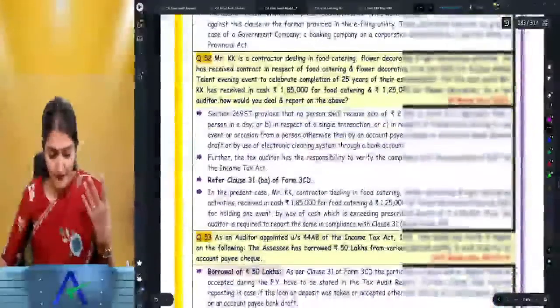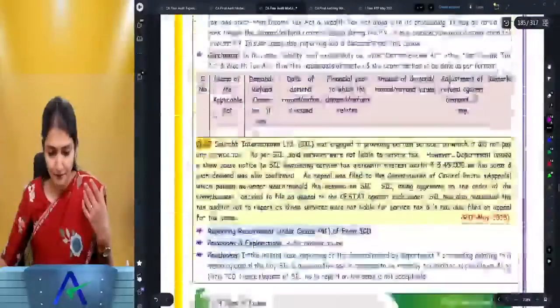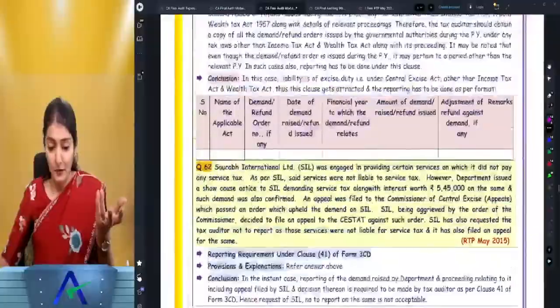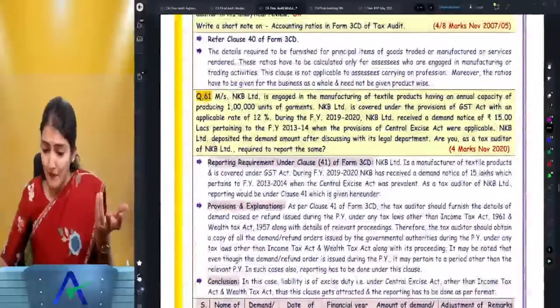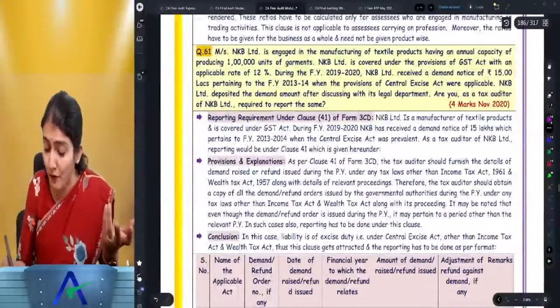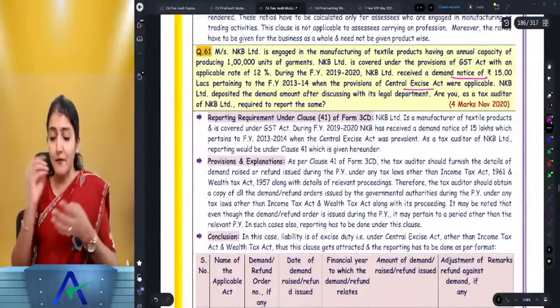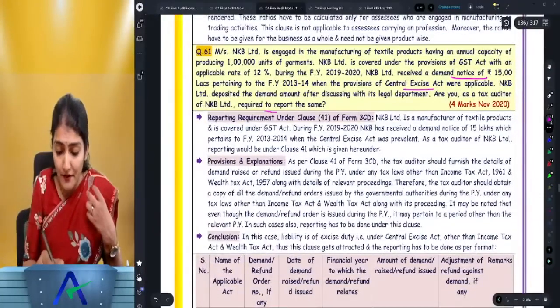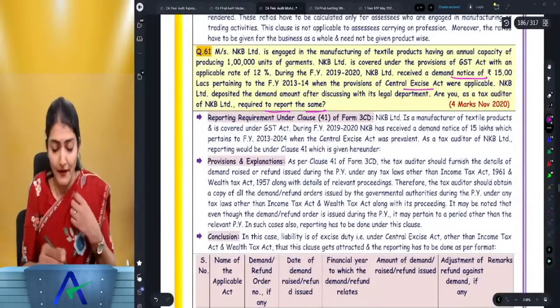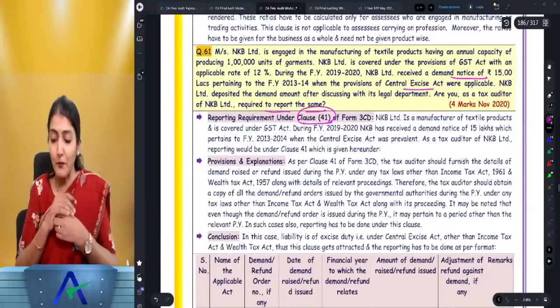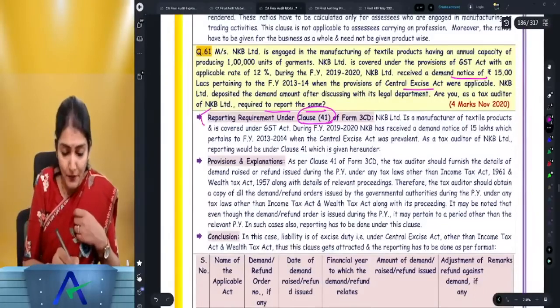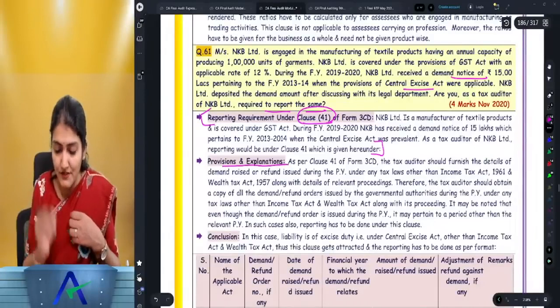We will go through the entire Form 3CD also, but right now I want to show you a question on clause 41, look over here. What does it say? Clause 41: demand notice of so much was received under the provisions of the Central Excise Act. As a tax auditor, how would you report on the same? So again, reporting requirement under clause 41 of Form 3CD. You write down the facts of the case, then provisions and explanation.